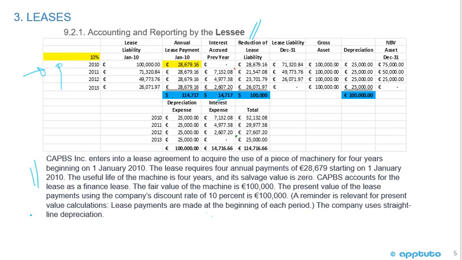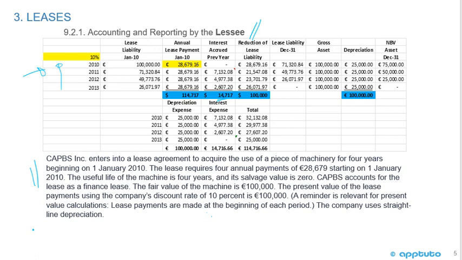It enters into a lease agreement to acquire the use of a piece of machinery for 4 years, beginning on January 1st, 2010. The lease requires 4 annual payments of 28,679 euros, starting on January 1st, 2010. The useful life of the machine is 4 years. Its salvage value is 0. Cap BS accounts for the lease as a finance lease. The fair value of the machine is 100,000 euros. The present value of the lease payments, using the company's discount rate of 10%, is also 100,000 euros.